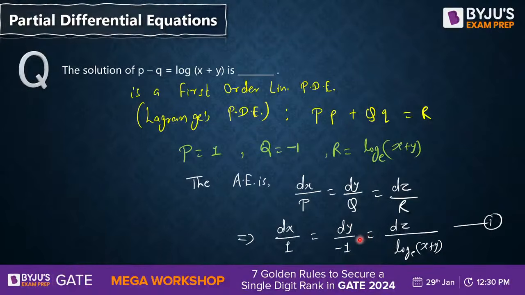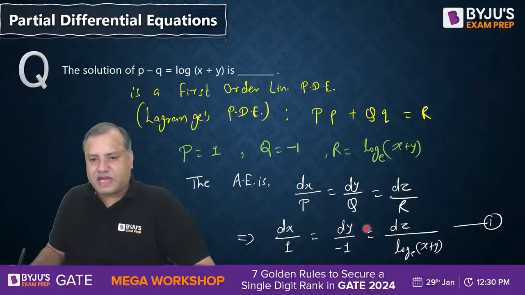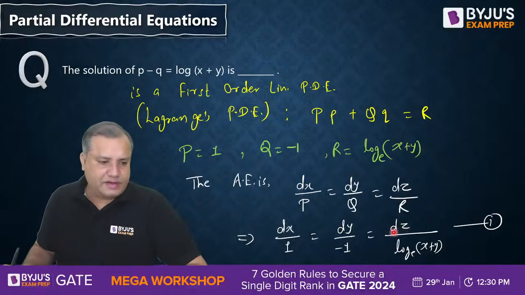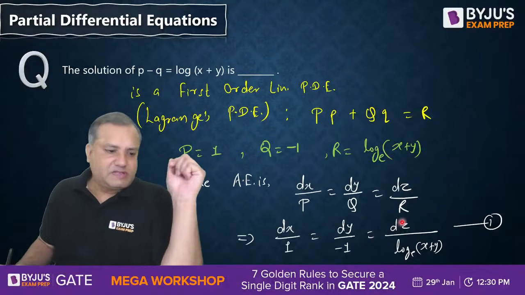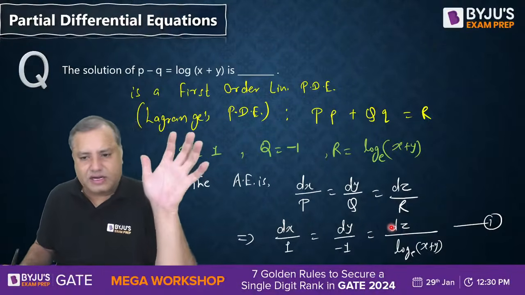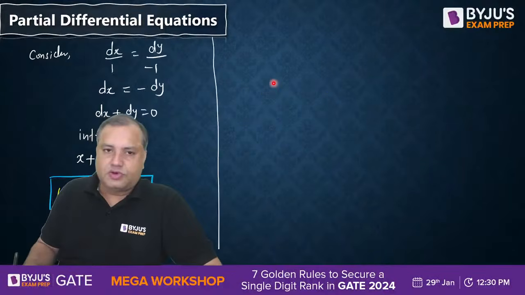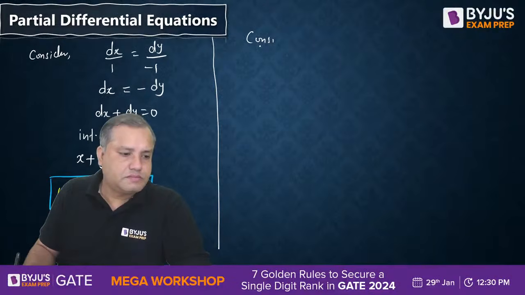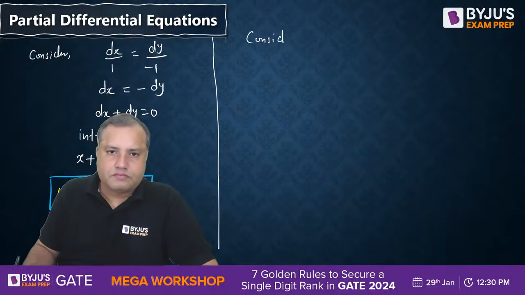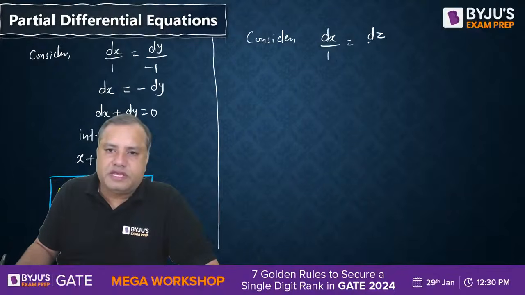So this time I am considering either second and third or first and third. We can take second and third, or first and third. Yes, Mitri, we will consider first and third for simplification. So to get the second solution, I will consider first and third ratio, dz upon log x plus y.